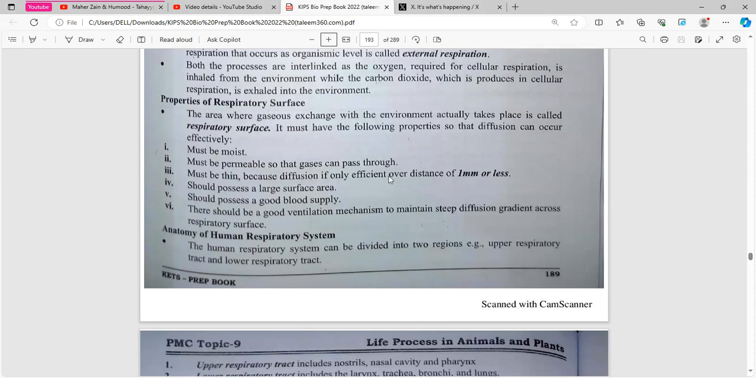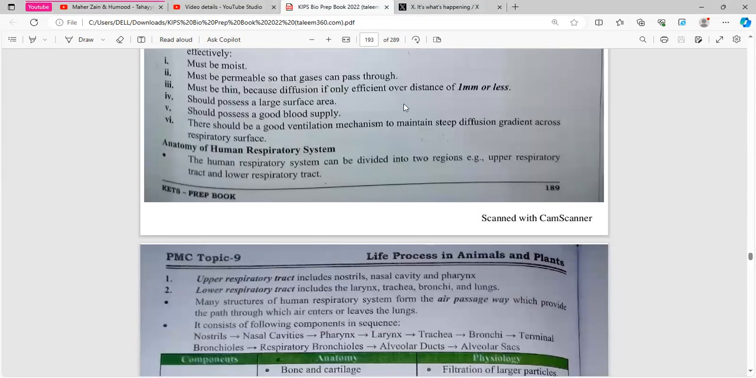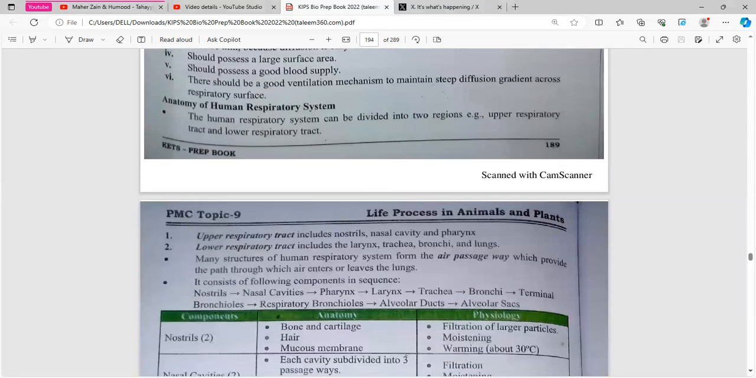So we need to know that the walls of alveoli have a thickness of 1 millimeter or less. Similarly, they are supplied by a large number of capillaries, which supply them with a large blood supply. And similarly, there is an adequate ventilation perfusion ratio, or V/Q ratio. These are the important properties listed from the above, which need to be conceptualized.